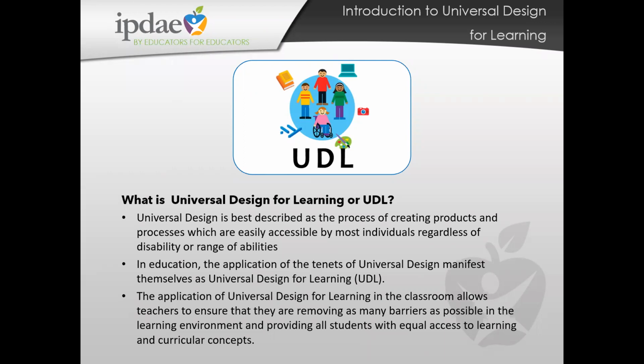The application of universal design for learning in the classroom allows teachers to ensure that they are removing as many barriers as possible in the learning environment and providing all students with equal access to learning and curricular concepts. The Universal Design for Learning guidelines, developed by the Center for Applied Special Technology, are a tool used in the implementation of UDL, a framework to improve and optimize teaching and learning for all people, which is based on scientific insights into how humans learn.